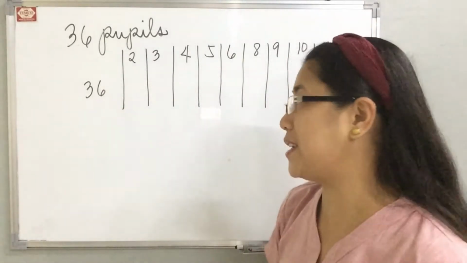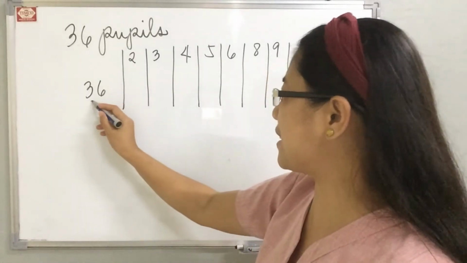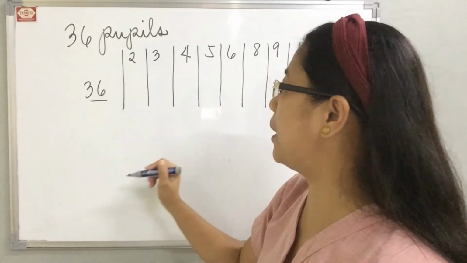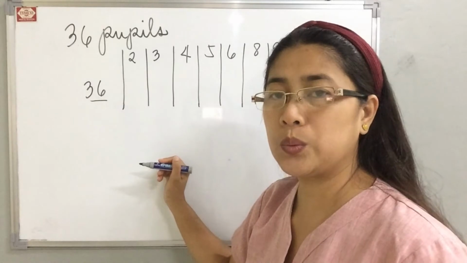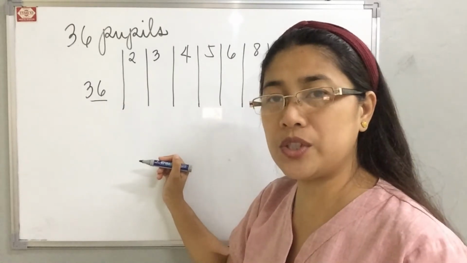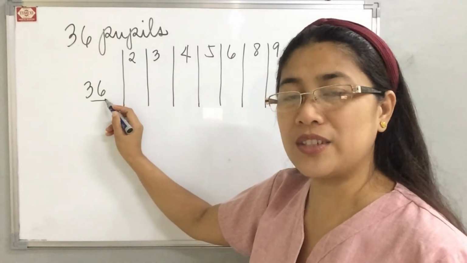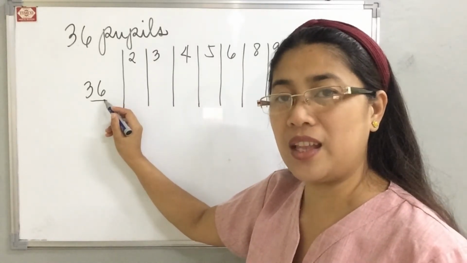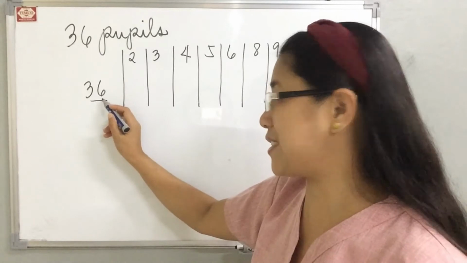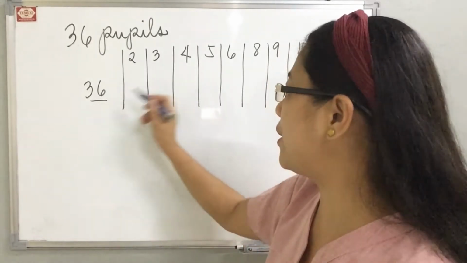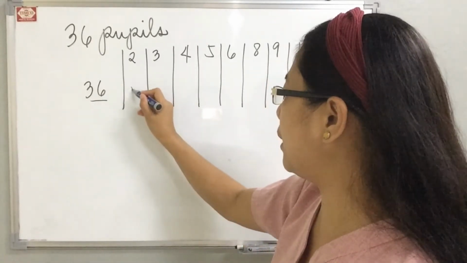Let's identify. So 36, is 36 divisible by 2? What is our rule for number 2? Ends with, or the last digit is an even number. So since 6 is an even number, therefore 36 is divisible by 2.